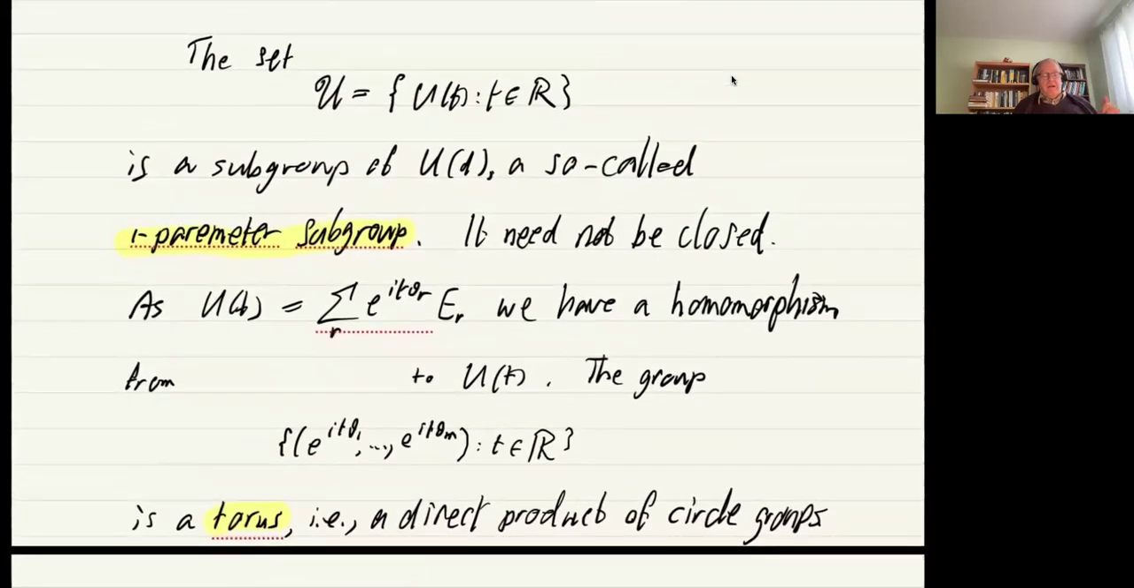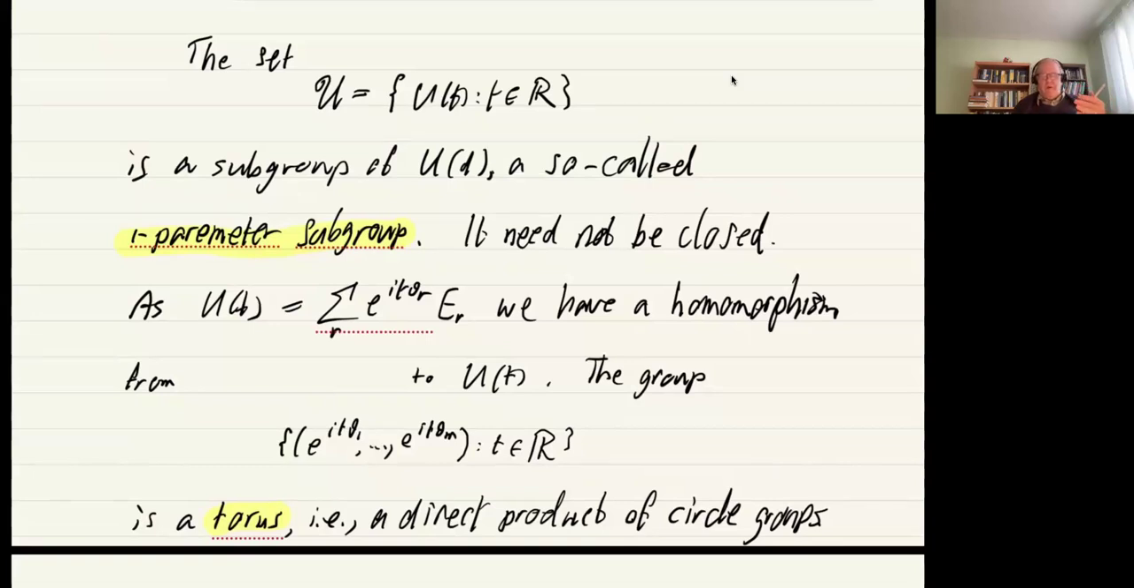Now, the set of unitary matrices U of t for t in R is a subgroup of U of d, as I said before, and it's often referred to as a one-parameter subgroup of U of d because it's indexed by one real parameter. There are multi-parameter subgroups, but I'll back off. A one-parameter subgroup just means a homomorphic image of the reals. So you have a homomorphic image of the reals into some other group. We're concerned with the unitary group.